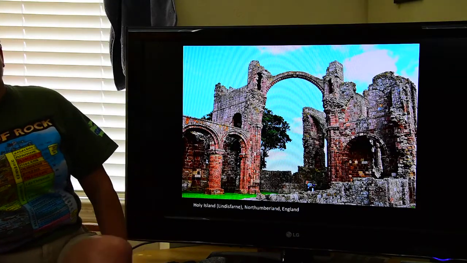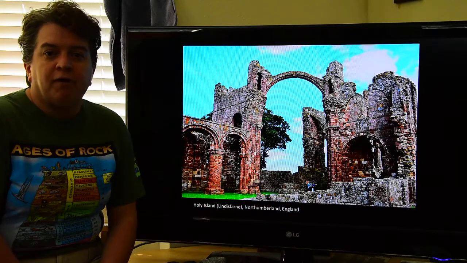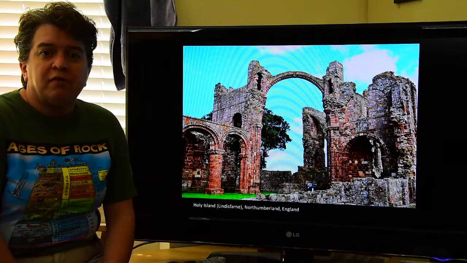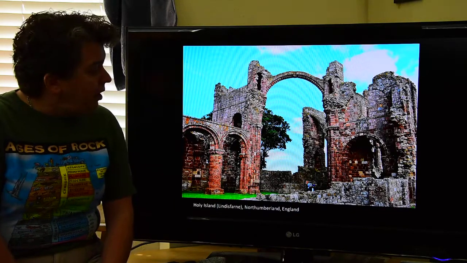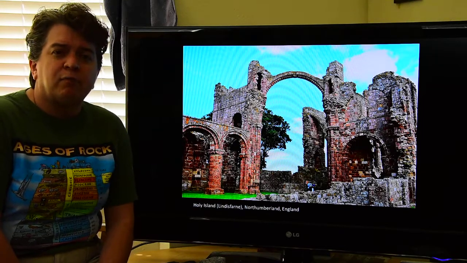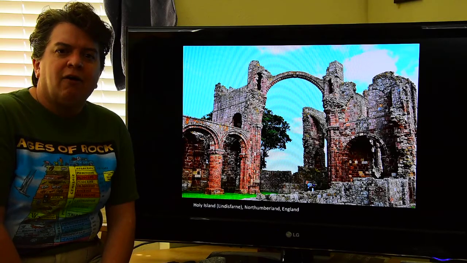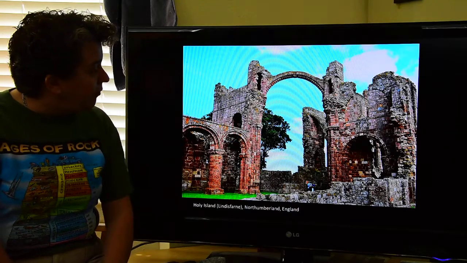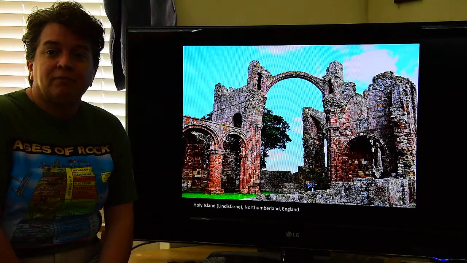Now, why would you go out to Holy Island? Because in Holy Island there is this. This is Lindisfarne. This is an old monastery from basically the 700s AD. And it is famous because it is the place where there was the first recorded Viking attack on England in 793 AD. And you can still go there and see the buildings. And that's why people like to go out there.